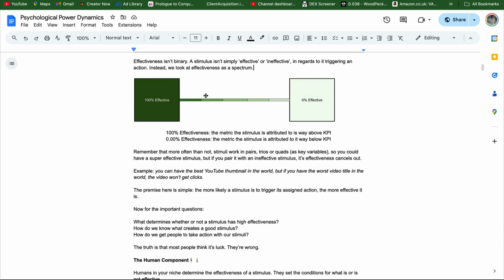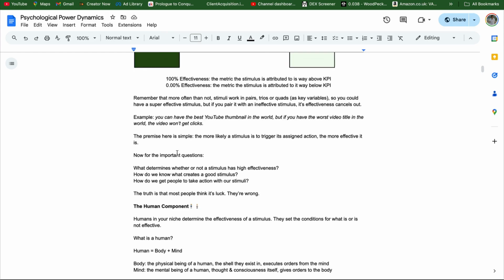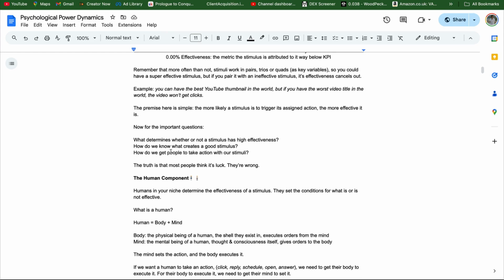And as you learn, as you improve your skills, you can move up the spectrum. So now for the important questions. What determines whether or not a stimulus has high effectiveness? How do we know what creates a good stimulus? And how do we get people to take action with our stimuli? Now, the truth is that most people think it's luck, but they're wrong.